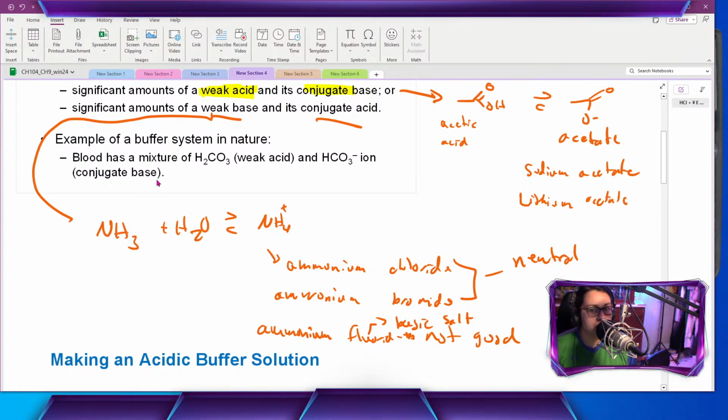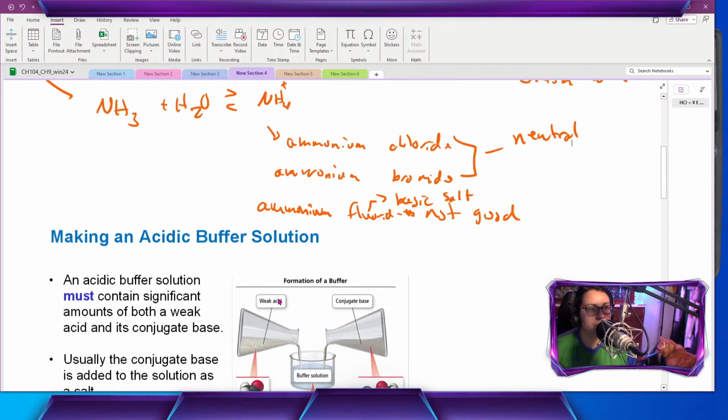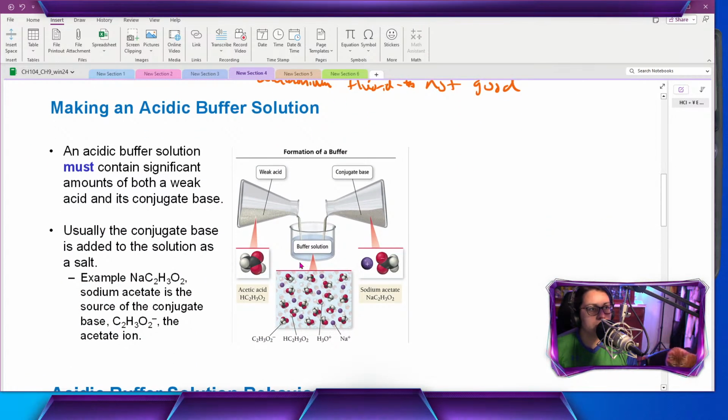And so another example is blood, of course, which has a little bit of dissolved CO2. And then we have carbonic acid in there, and then also bicarbonate ion. And so this walks us through how we would actually make our buffer solution. So we would just do that by mixing our acid, so there's our acetic acid, and then mixing, again, conjugate base. So they picked sodium acetate. Again, sodium's just common.